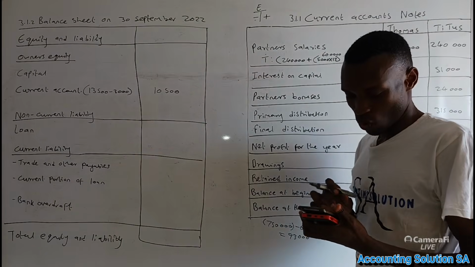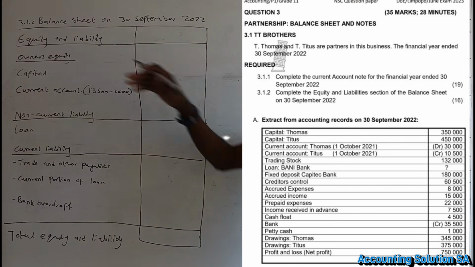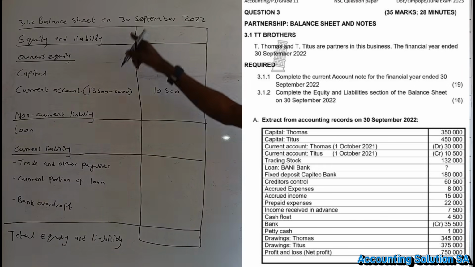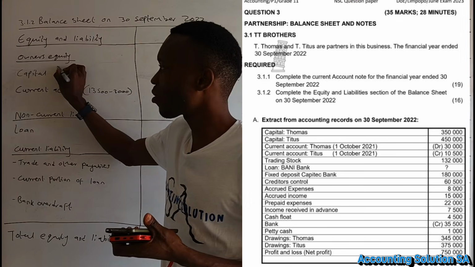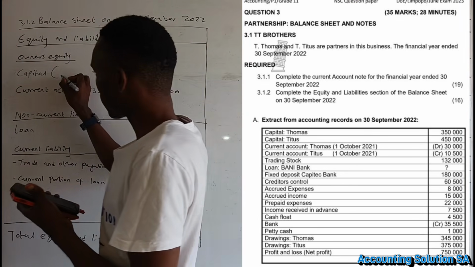From the question paper that we have, the capital amount will be needed, which means that we have to start with it. They said capital for Thomas is 350 and capital for Titus is 450. This is the amount for 30 September 2022, which means that we're just going to take them as they are. We don't take opening balances, but we take closing balances.